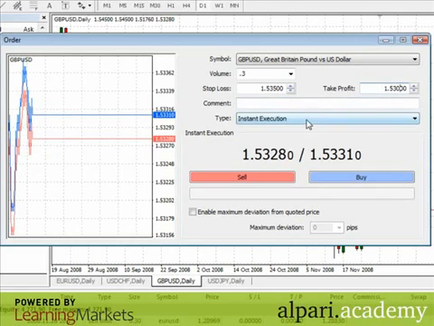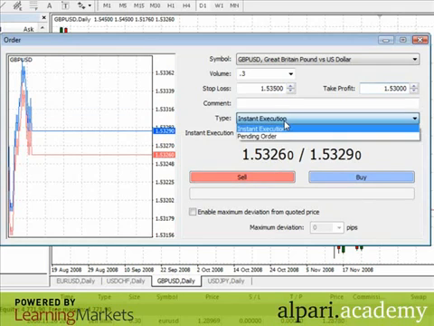Now moving down the list, we have another pull down box here. It's currently set for instant execution. That means that if I want to sell this right now, I can just press the button. It's going to fill me at whatever the current market price is at that time. You'll notice it listed right here. So we've got the sell price and the buy price opposite each other, just above the buy and sell buttons.